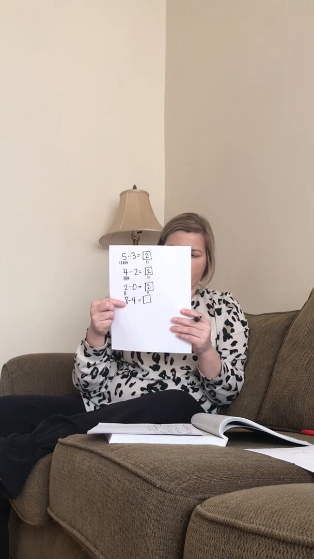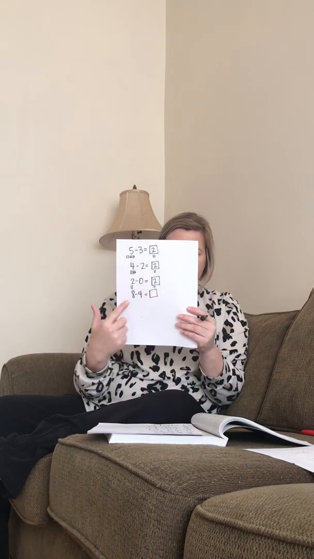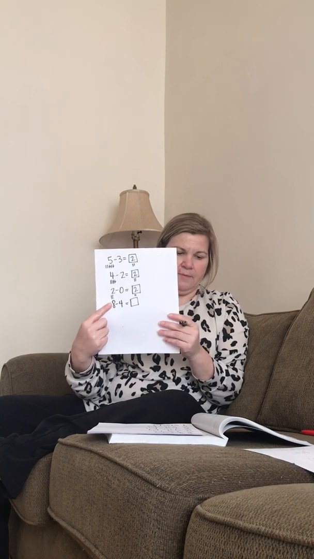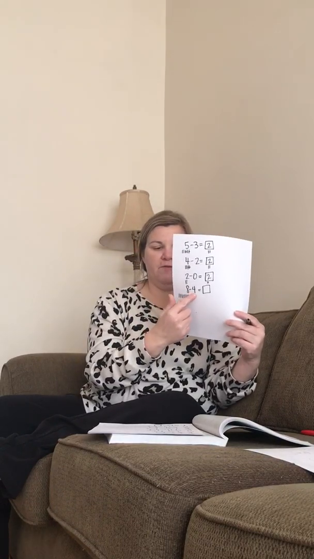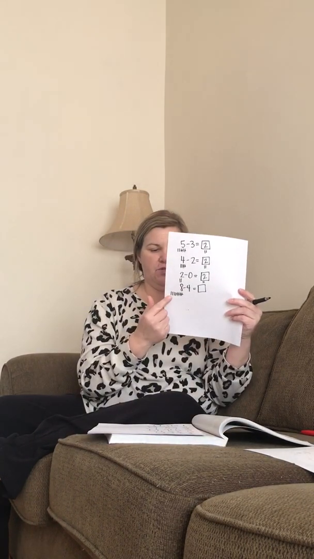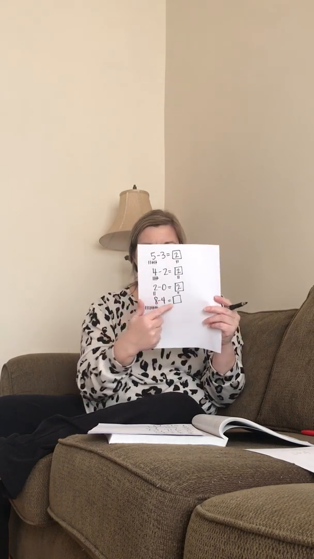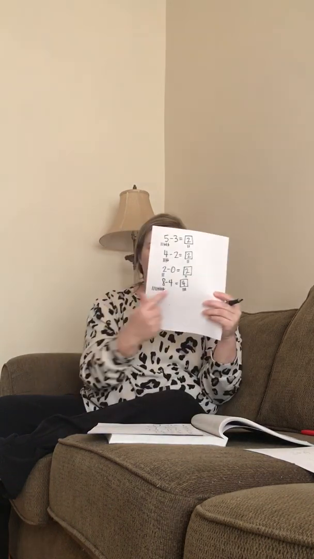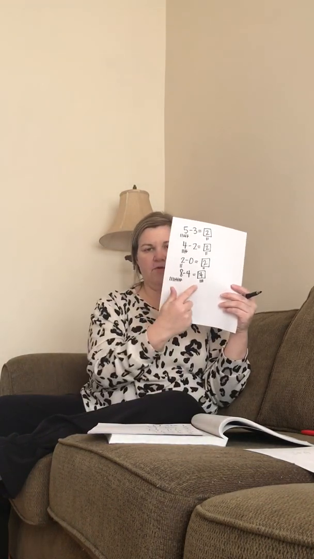Go to the last problem. You have 8 minus 4 equals how many? It's a minus problem. You're going to touch the first group. The first group is 8. Draw 8 lines. The problem says you're going to minus 4, so you're going to mark out 4 lines. Then they would count how many lines are left. 1, 2, 3, 4. So 8 minus 4 equals 4. You'd write a 4 in your box.